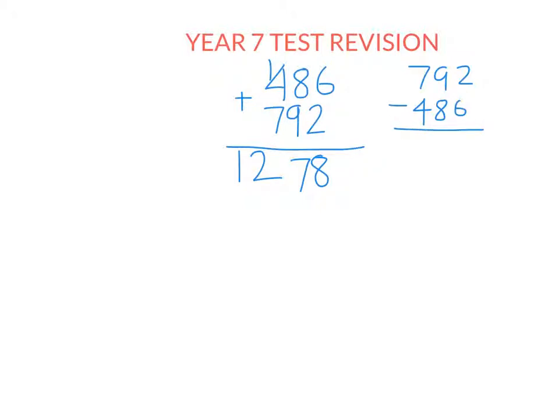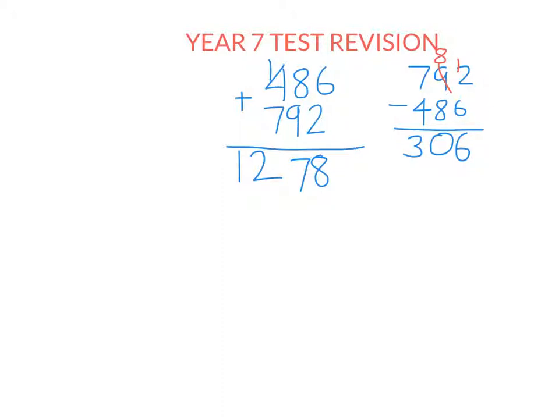So if I wanted to do 792 minus 486, I again put them in columns, but here I need to introduce the concept of borrowing. 2 minus 6 will give me a negative number, which we can't do in long subtraction. So we need to borrow. So we make this a 12, and then that an 8. 12 minus 6 is 6. 8 minus 8 is 0. And then 7 minus 4 gives us 3. So the answer is 306.